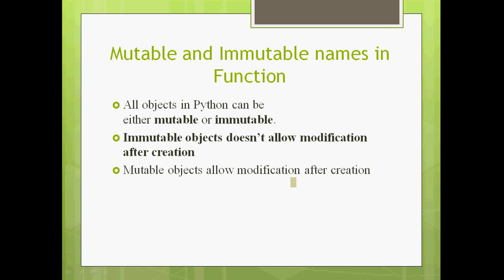Once you change the value of an integer, it will point to a different location in the memory, not to the previous location. That is why it is called immutable. You cannot change that memory location. But in case of list, it is possible. That is why list is a mutable type, and integer, string, tuples are immutable types. You cannot change them at all. So immutable objects don't allow modification. Again, another reminder: mutable objects allow modification after creation.